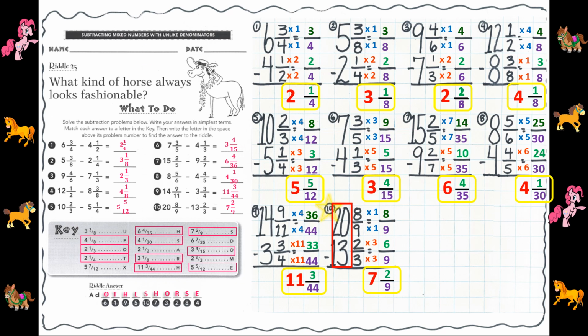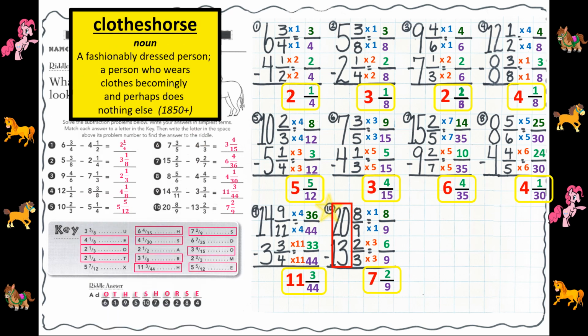What kind of horse always looks fashionable? A clothes horse. Now, you might be asking yourself, what is a clothes horse? Clothes horse is a noun, a fashionably dressed person, a person who wears clothing or clothes becomingly, and perhaps does nothing else. So this word became popular in the 1850s.